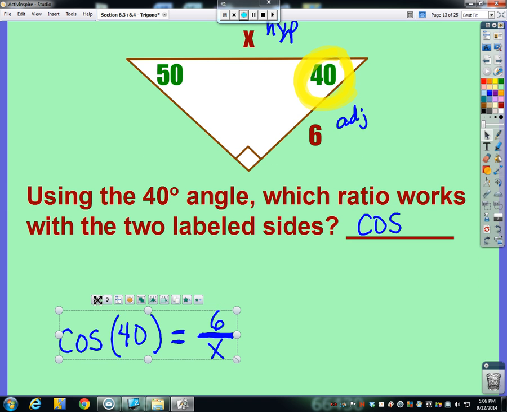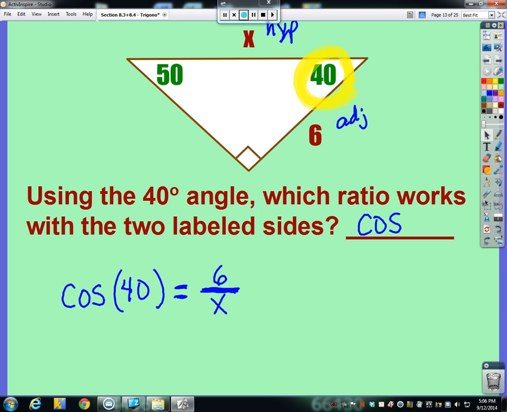We got cosine 40 equals 6 over x, keeping in mind that cosine of 40 is just some number. It was that crazy decimal. So how am I going to solve for x when x is in the denominator? Well, what if we multiplied both sides by x so that the x is no longer in the denominator? All right, it's gone. So now we really just have the 6 over there. We'll just leave it there.